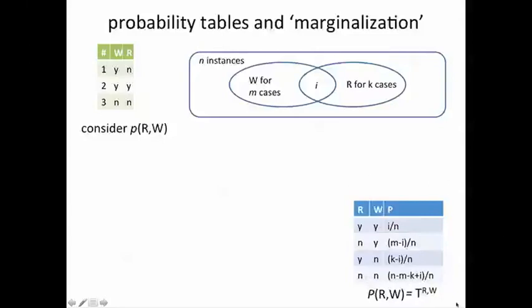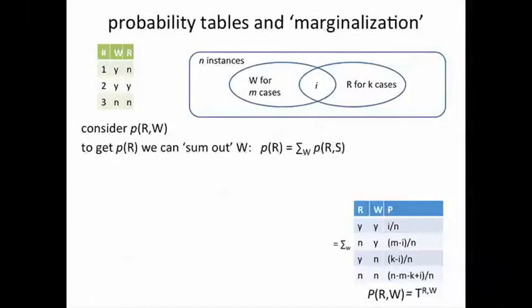Well, a table like this is called a probability table or also a potential. Now, suppose one wanted to find out the probability that it rained or didn't rain. Well, one could simply do that from the data directly by simply adding up all the cases where it rained and dividing by the total. Similarly, adding up all the cases where it didn't rain and dividing by the total.